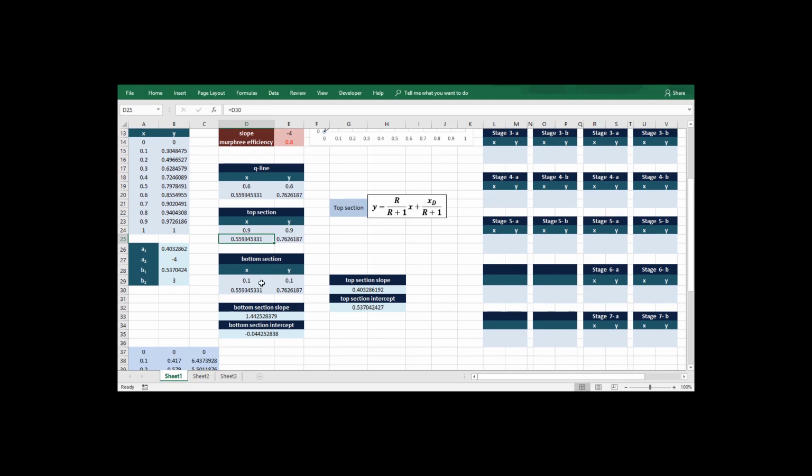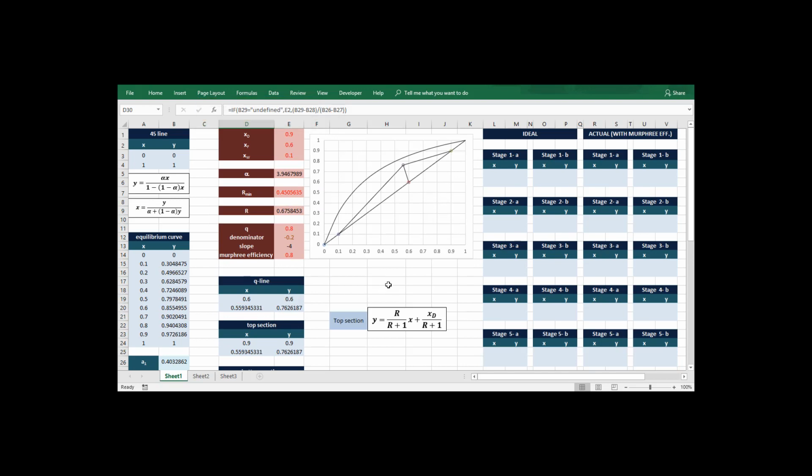And then for the x of the bottom section, this can be interpreted as: if B2 is undefined, then x is equal to the feed composition XF. Otherwise, x is equal to B2 minus B1 all over A1 minus A2. And now, I will further edit this graph, and later on, I will show you how it will look.